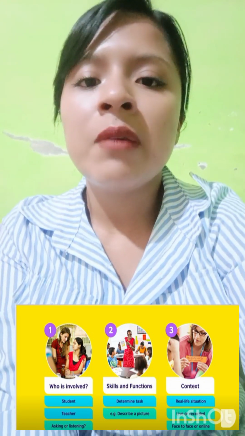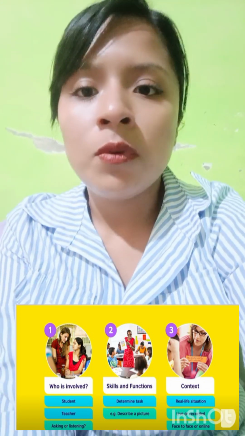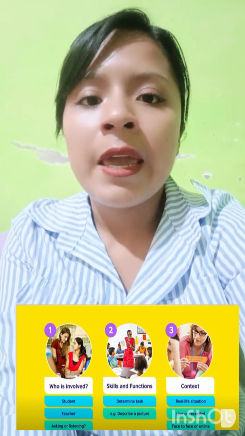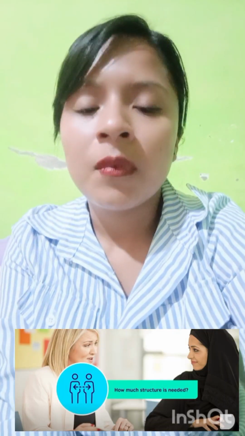First, who will be involved in the assessment? Obviously, the students will be there, but will the students be alone or together with other students? What will the role of the teacher be? Asking questions or just listening? Then we need to think about the skill and the language that the students will need to use. This will determine the kind of task we give. For example, if we want the students to describe something, we may give them a picture to talk about.